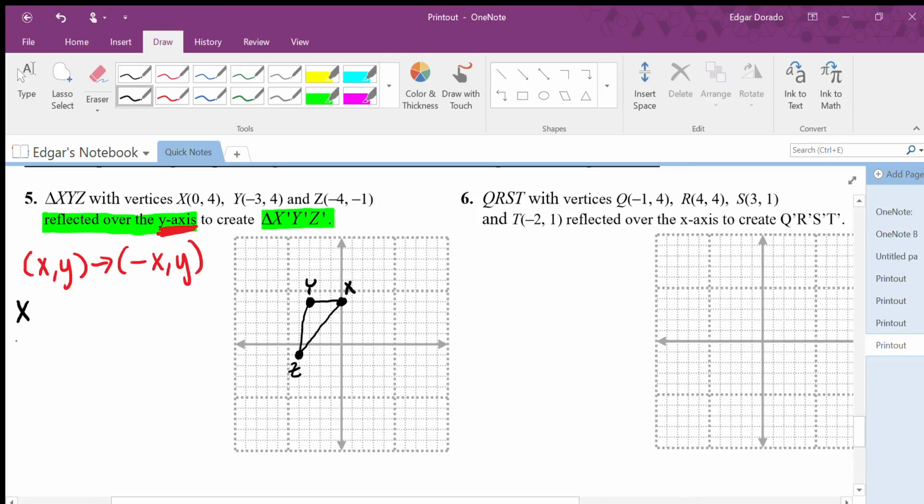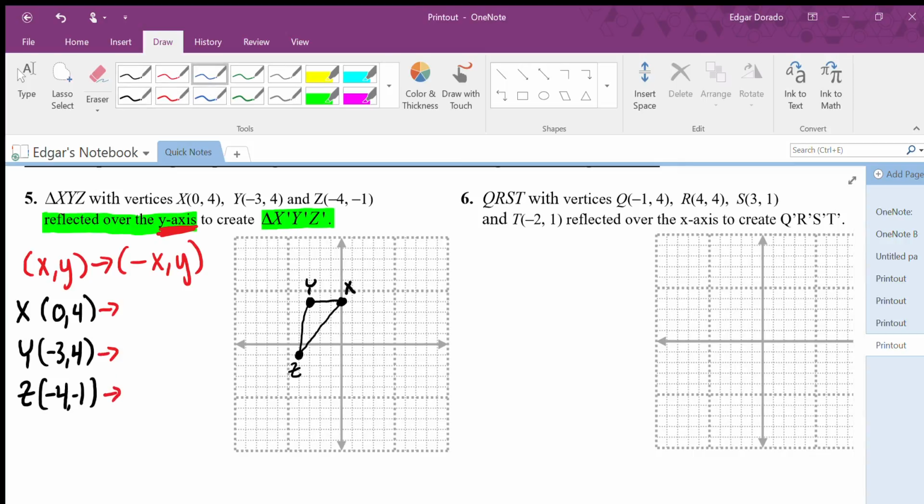So my original X, Y, and Z were what? They were 0, 4, negative 3, 4, and negative 4, 1. And now they're going to be reflected to our new image, which I'm going to go ahead and put in blue here, and my new X prime, Y prime, Z prime. And what would those coordinates be? According to my rule, remember, my y's are going to stay exactly the same. I can go straight to writing all my y's.